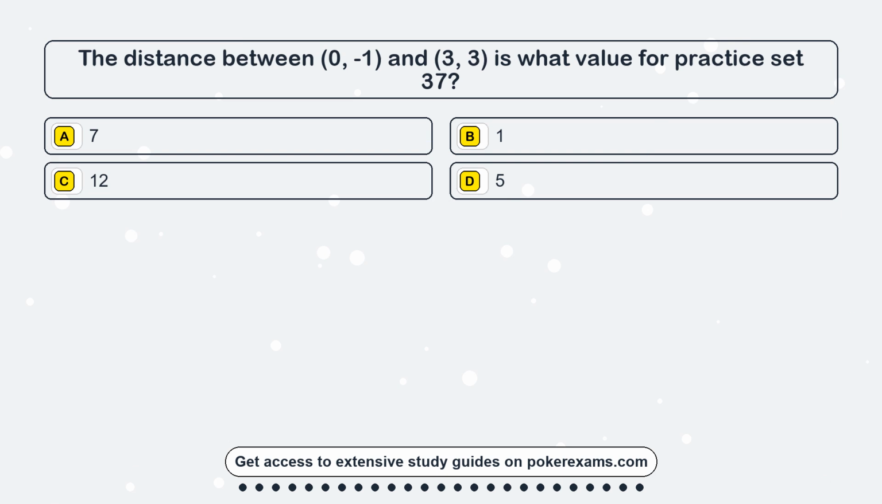Question 16. The distance between (0, -1) and (3, 3) is what value for practice set 37? Option A 7. Option B 1. Option C 12. Option D 5.